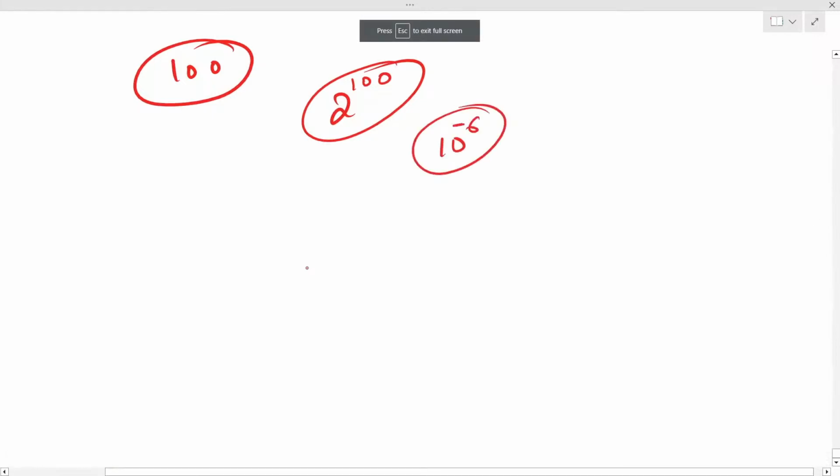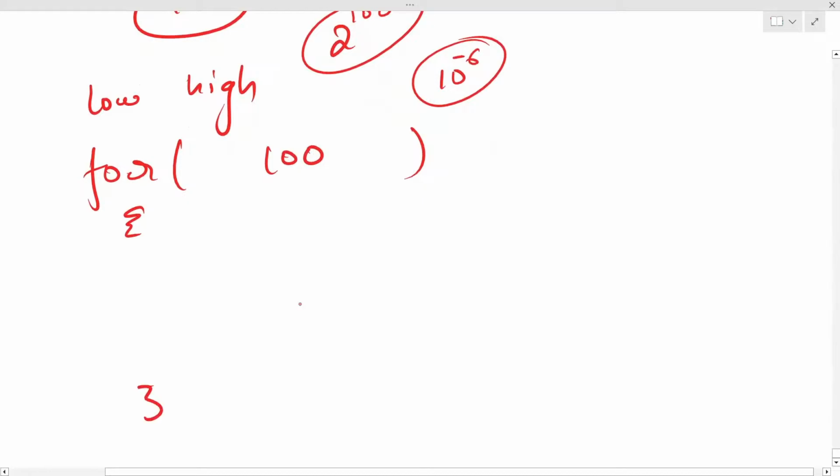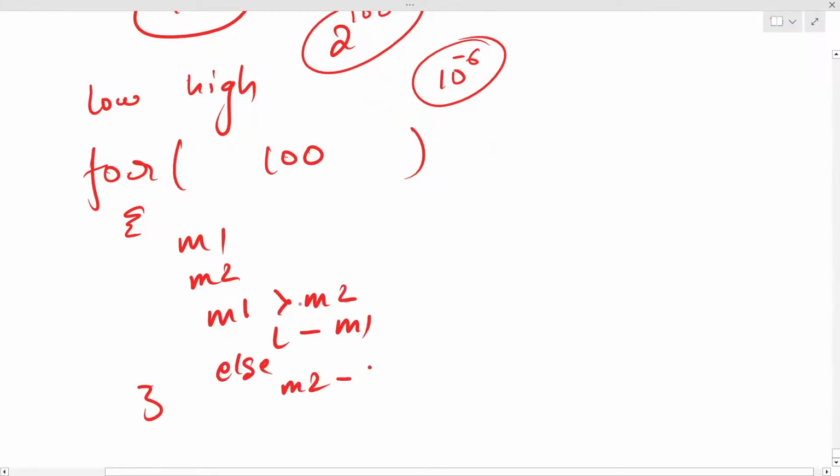So what I'm doing is, I'm having a low value, I'm having a high value, then I'm iterating in my for loop 100 times, and I'm doing the same thing. I'm calculating mid 1, mid 2. If the value at mid 1 turns out to be more than the value at mid 2, I'll change my low to mid 1. Otherwise, I'll change my high to mid 2. Is it okay? Yes? Okay, so I'll show you the implementation.